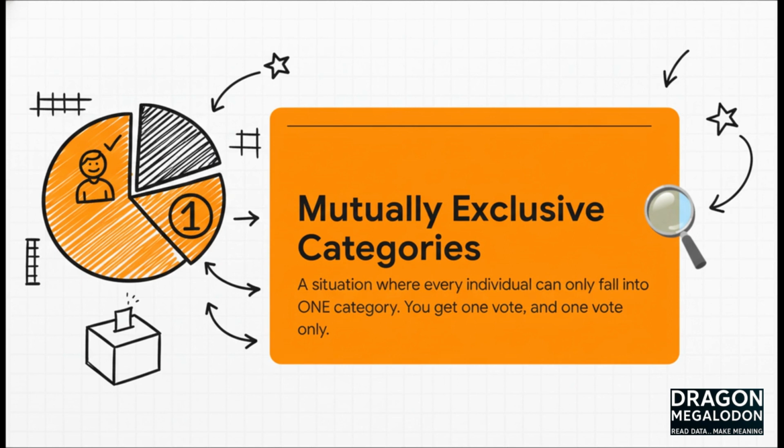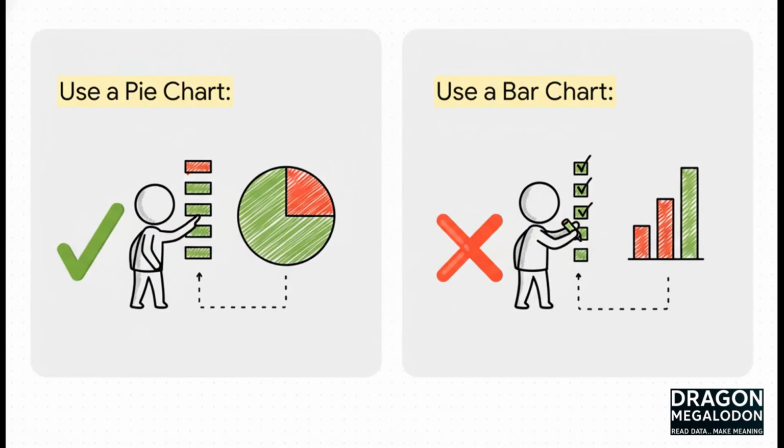It's a fancy term for a really simple idea. Every piece of your data can only fit into one slice of the pie. You can't be in 2 places at once. One person, one vote, one category. That's it. Here's the perfect example.